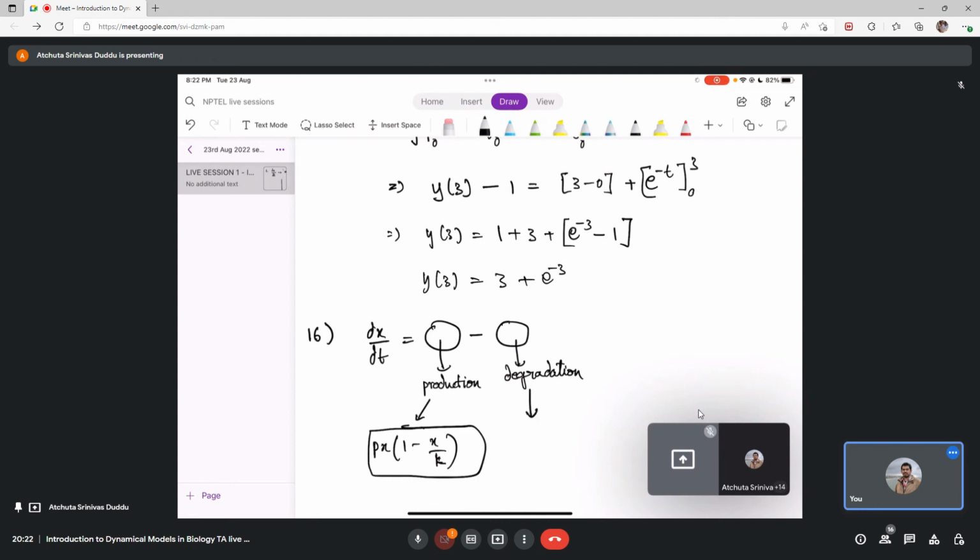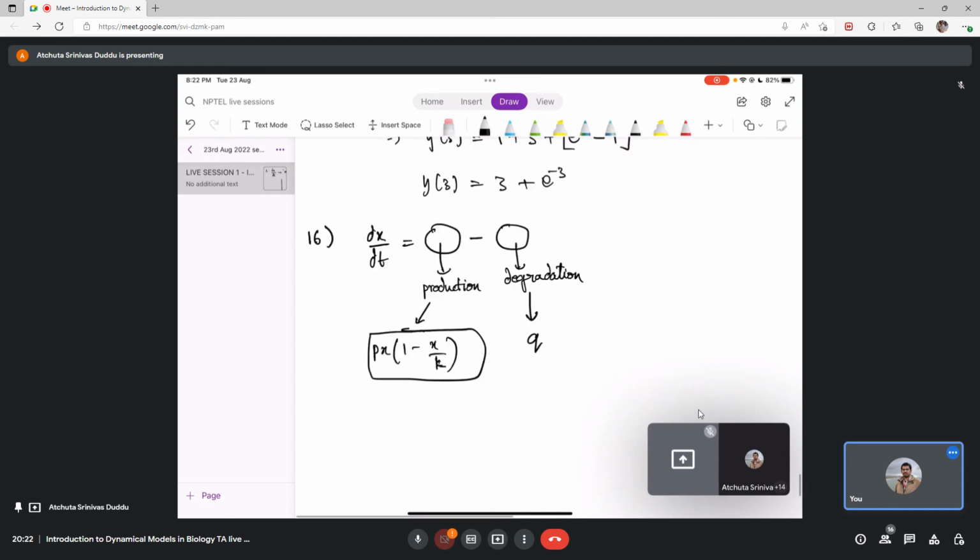Degradation: he says that fishes are harvested for selling at a rate independent of the population of fish. So it's completely independent of the population, so it would be some constant, which they have defined as, let's say, q. So it would essentially be dx by dt equal to px into 1 minus x by k minus q, which would be our option C, right?